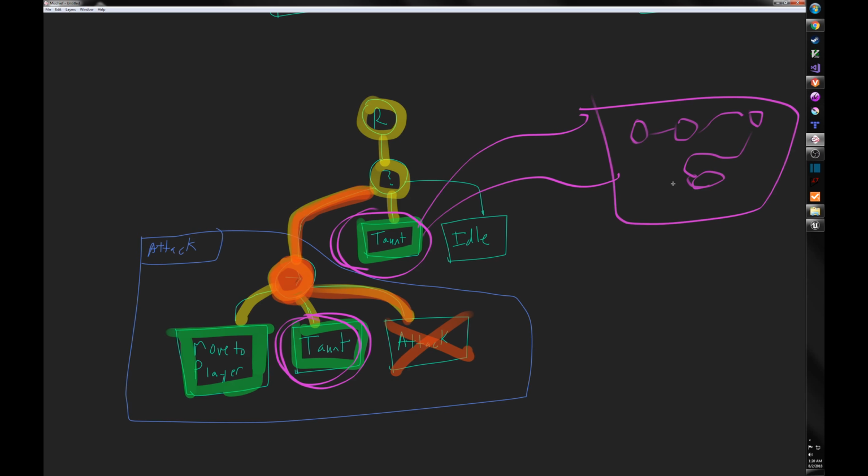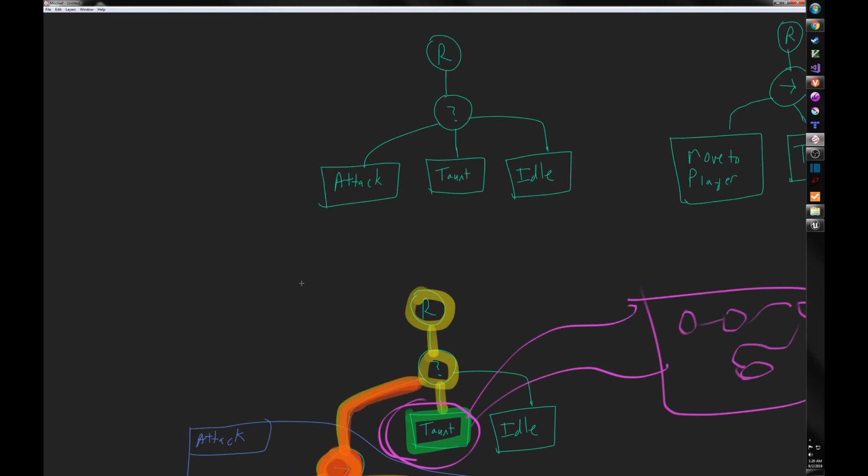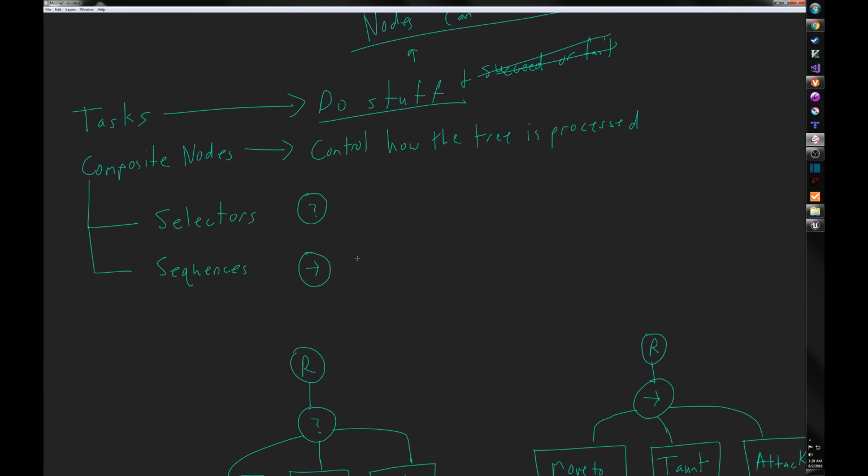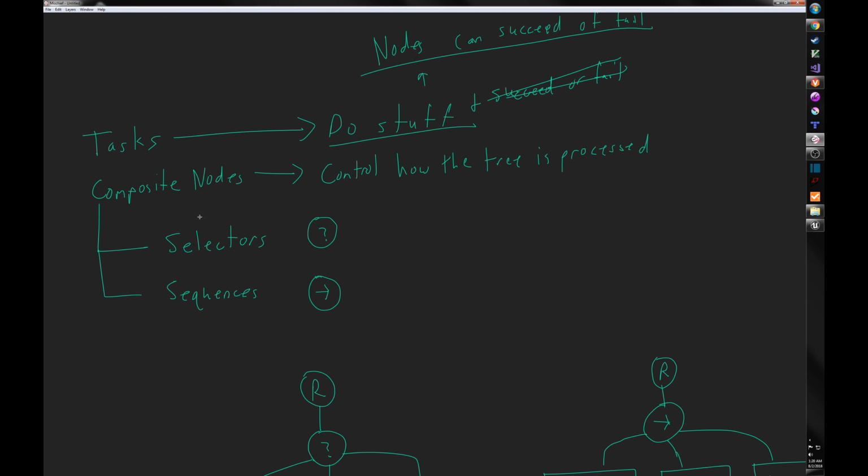This is the basic theory. Try and really understand these selectors and sequences and really get a chance to understand how these composite nodes work. Selectors and sequences are the key to understanding a behavior tree. We want to get to the point where we can look at a behavior tree and sort of intuit what we think is going to happen.